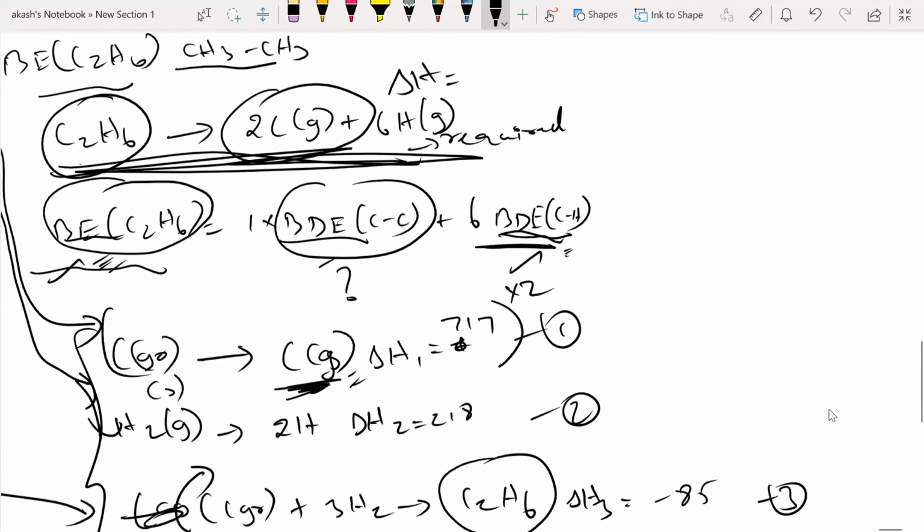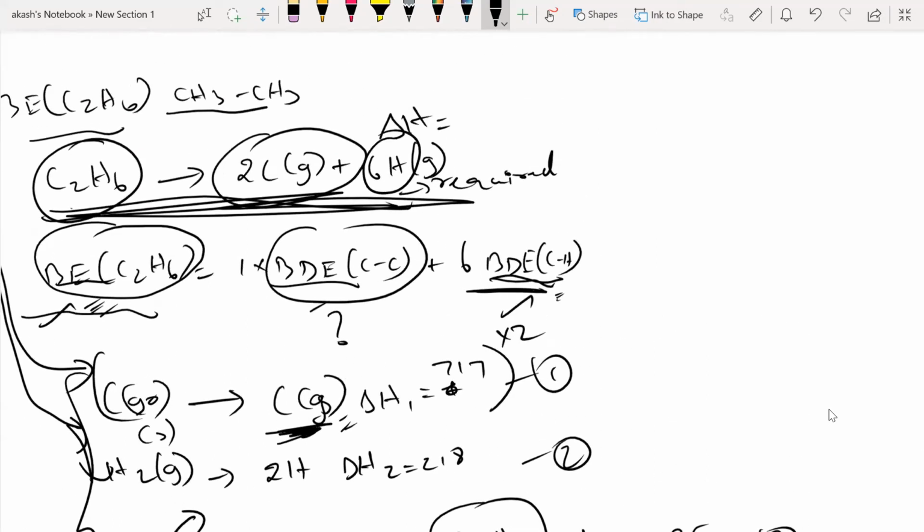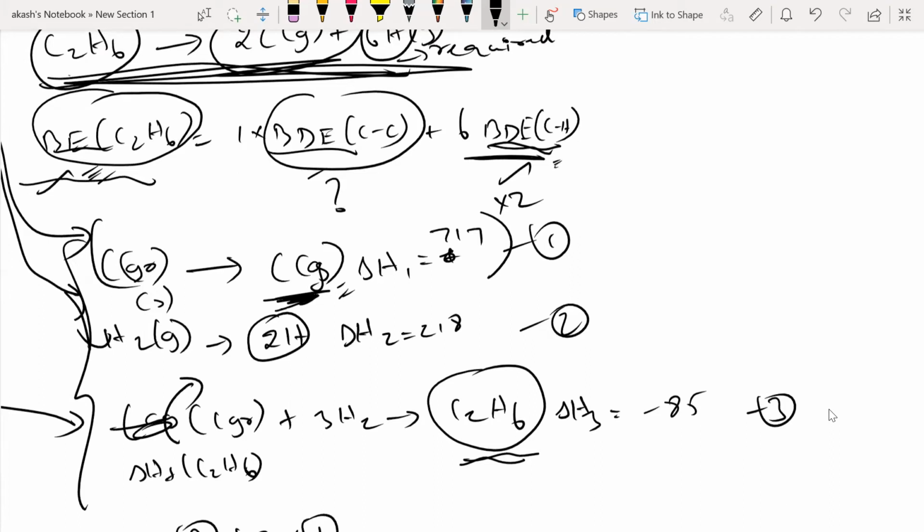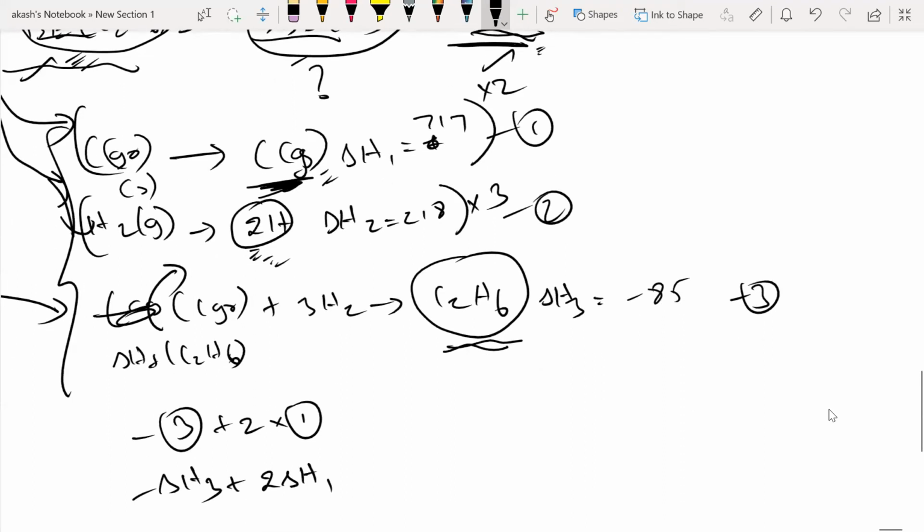Okay. Now what is required next? I need to have 6 hydrogen atoms on the product side. Where are the hydrogen atoms? Hydrogen atoms are here, and I require them on the product side. Yes, it is there on the product side, but I require 6 of them, and only 2 of them are here. So obviously this has to be multiplied by 3, so that I'll be able to get 6H, right? So what are we doing? We are multiplying through equation number 3. So obviously we have to add 3 into delta H3, and that's it.